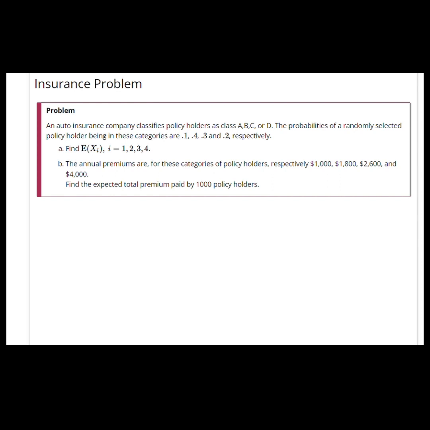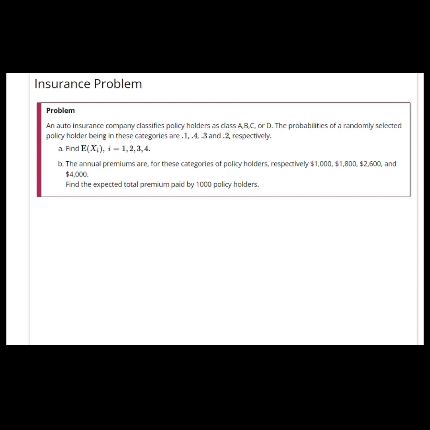Here's another example, a problem from insurance. For example, in automobile insurance, individuals are classified into various classes depending on characteristics such as their age and their driving experience. Let's suppose there are classes A, B, C, and D, and the probabilities of those four categories are 0.1, 0.4, 0.3, and 0.2 respectively.